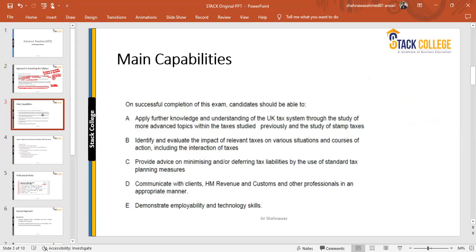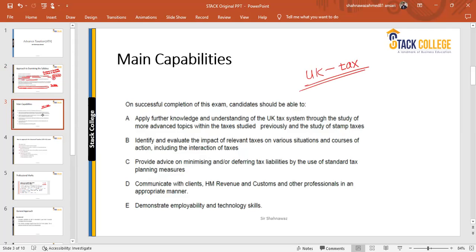Now, what are the syllabus topics? On successful completion of this exam, the candidate should be able to, number one, understand the UK tax system. As we are preparing for the UK tax variant, you must be familiar with the UK tax system.